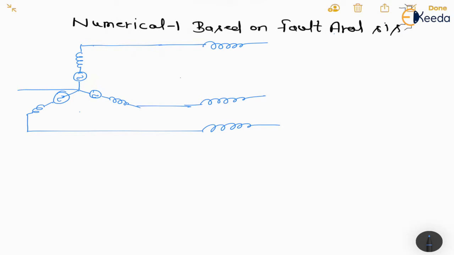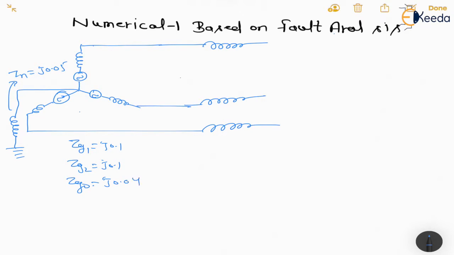We can assume this line to be unloaded basically, and Zn value has also been given. Zn is equal to J0.05 here, and Zg1 is equal to J0.1, Zg2 is equal to J0.1 and Zg0 is equal to J0.04. For the transmission line, Z1 is equal to J0.1, Z2 is equal to J0.1 and Z0 is equal to J0.3. All these values have been given.